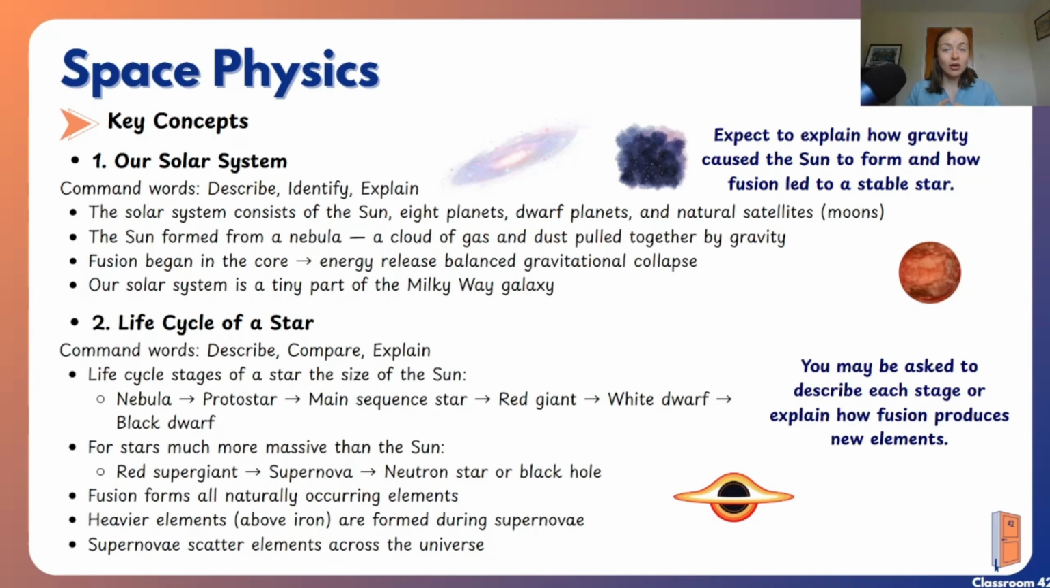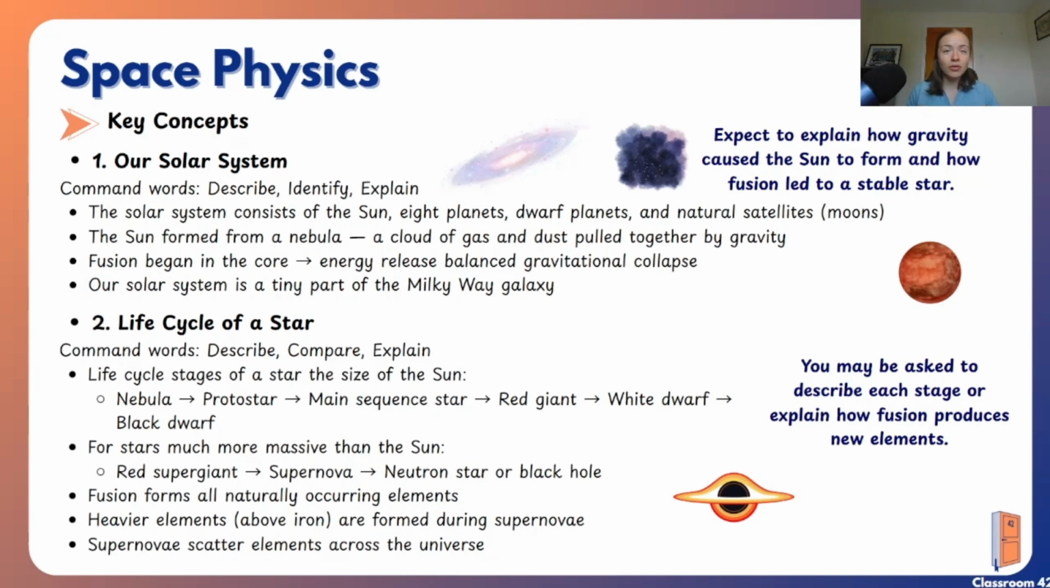Fusion began in the core and released energy that balanced gravitational collapse. And also you need to understand and describe that our solar system is just a tiny part of the Milky Way galaxy. So the main things here are being able to explain how gravity caused the sun to form and how the fusion led to a stable star to create the foundations of our solar system.